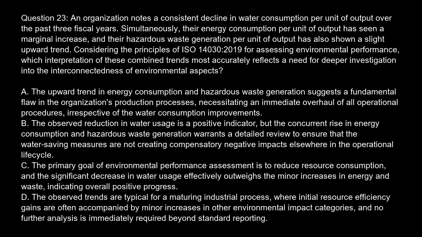Option C. The primary goal of environmental performance assessment is to reduce resource consumption, and the significant decrease in water usage effectively outweighs the minor increases in energy and waste, indicating overall positive progress. Option D. The observed trends are typical for a maturing industrial process, where initial resource efficiency gains are often accompanied by minor increases in other environmental impact categories, and no further analysis is immediately required beyond standard reporting.